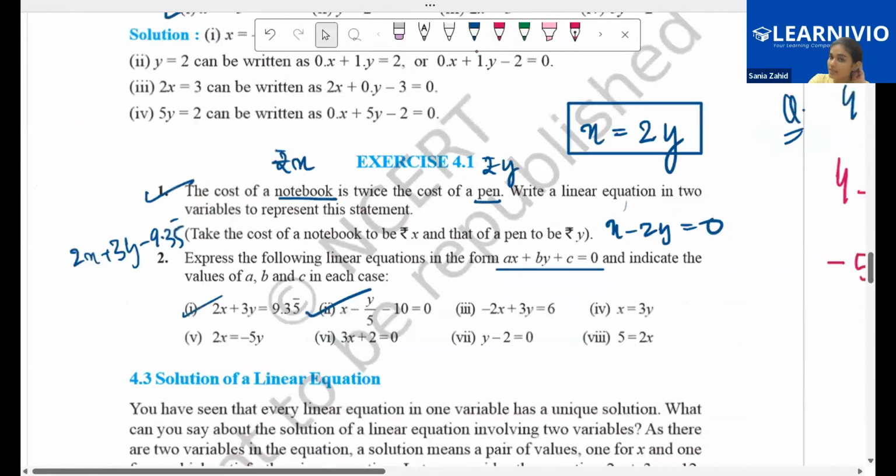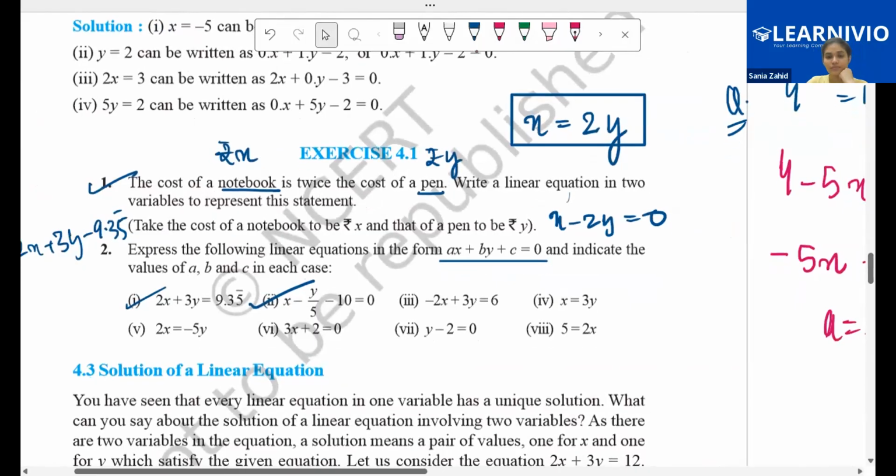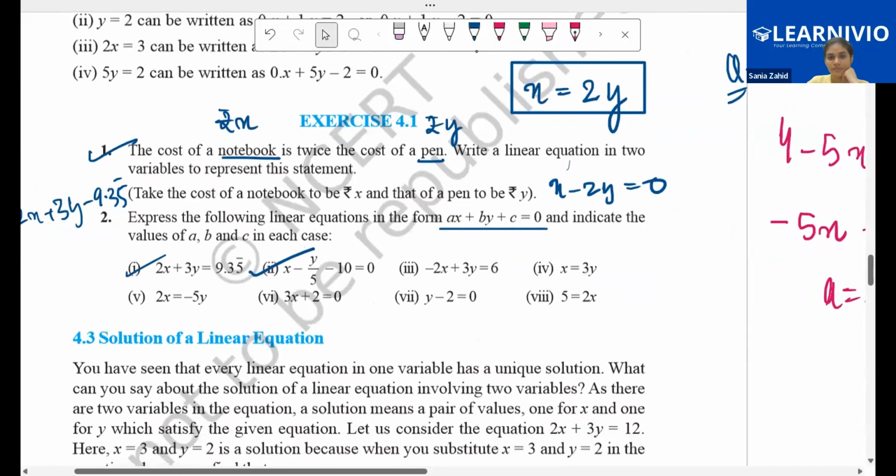Now, Abdullah, tell us the third one. The third one is like 6 will go to the other side. It will become minus 6. So a is equal to minus 2, b is equal to 3, and c is equal to minus 6. Very good. Hafsa, tell us the fourth one.